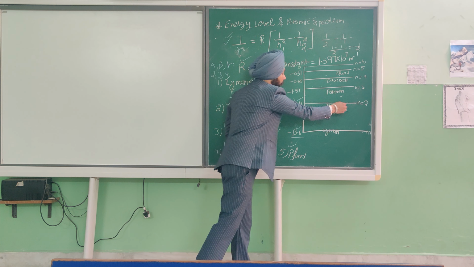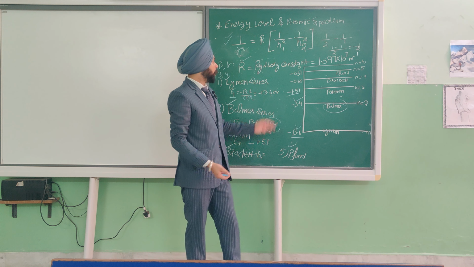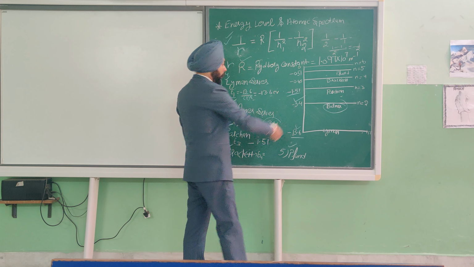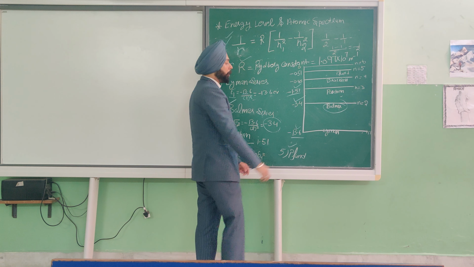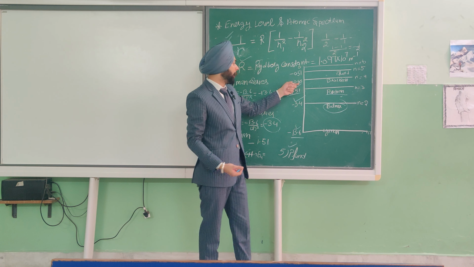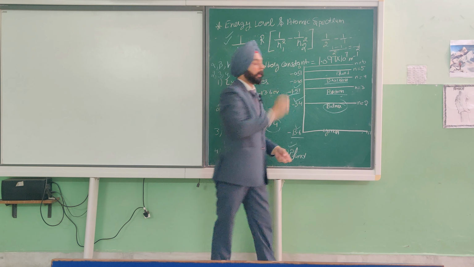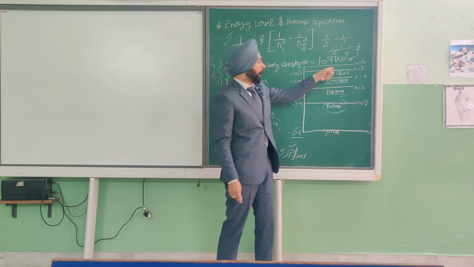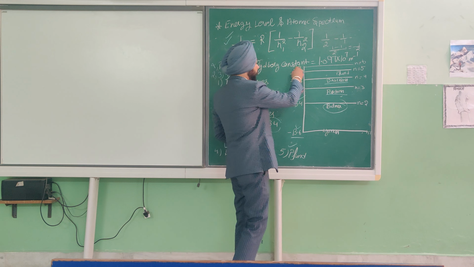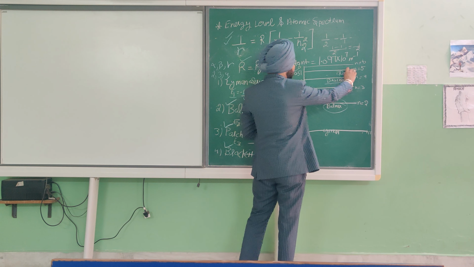This series is the Balmer series, and when n is equal to 3, according to that formula minus 13.6 upon n square, the value is minus 1.51. This series is the Paschen series. When n is equal to 4, the value is minus 0.85, and this series is the Brackett series. When n is equal to 5, the energy is minus 0.51, and this series is the Pfund series.